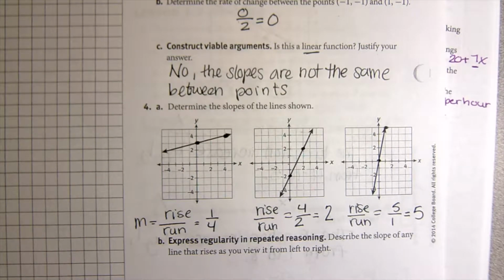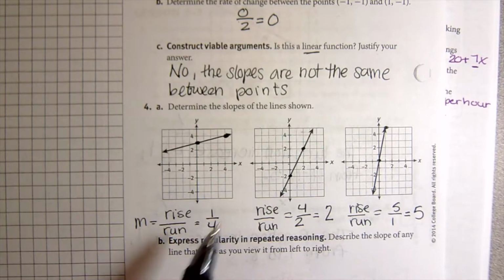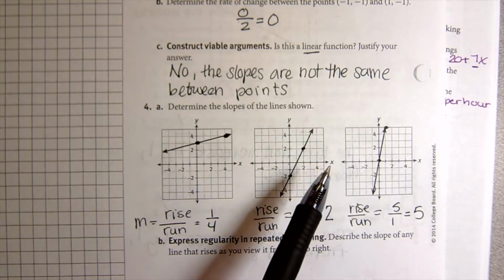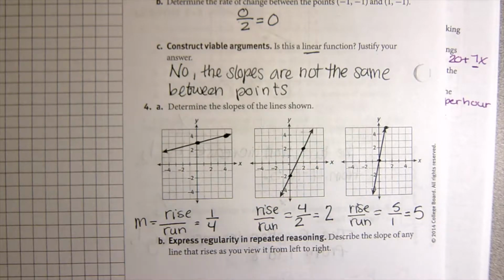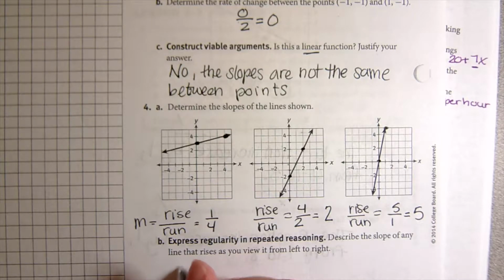Alright, so describe the slope of any line that rises as you view it from left to right. What is the slope going to look like if it's rising? What does the number look like? Positive. It's going to be a positive number. So if the line rises from left to right, it is going to be a positive slope.